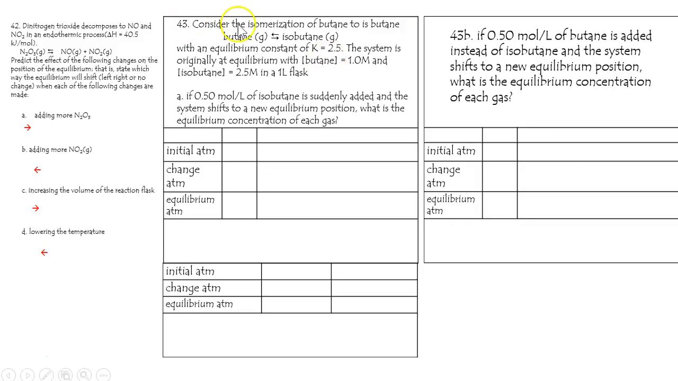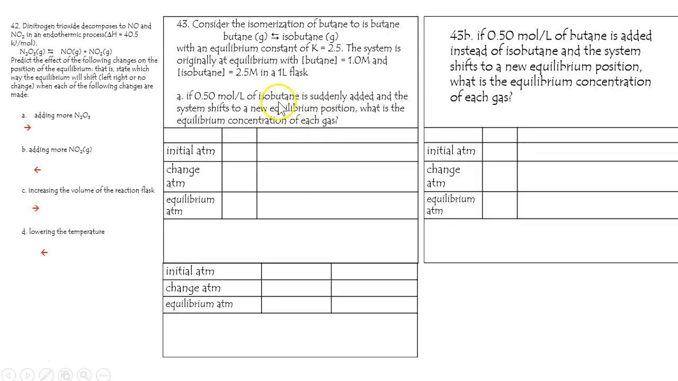Another problem, consider the isomerization of butane to isobutane. It's got a reasonable equilibrium constant, and originally we're at 1 molar for the butane and 2.5 molar for the isobutane. Okay, so we know some initial conditions, and they're going to say they add 0.5 moles per liter of isobutane, and the equilibrium will shift to a new position.